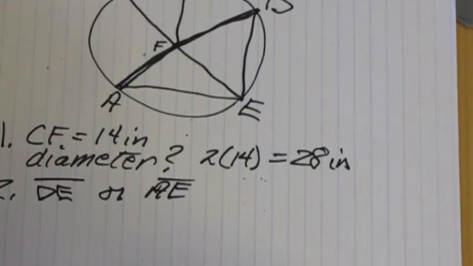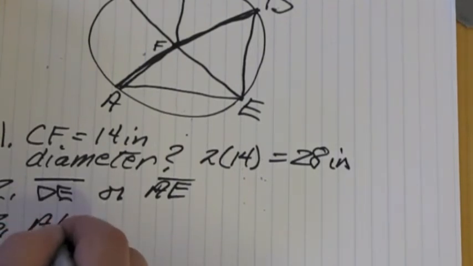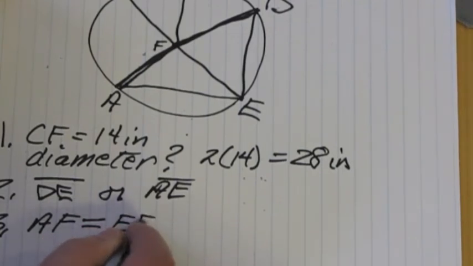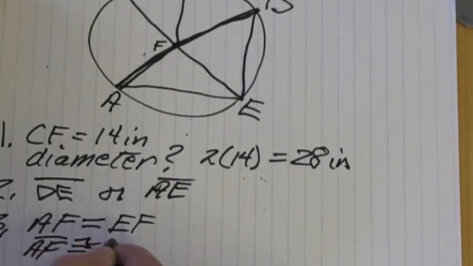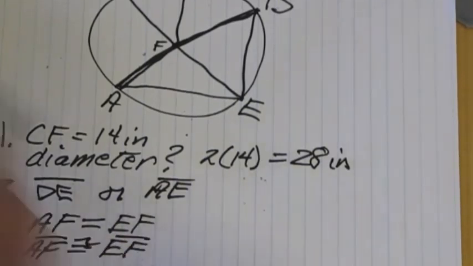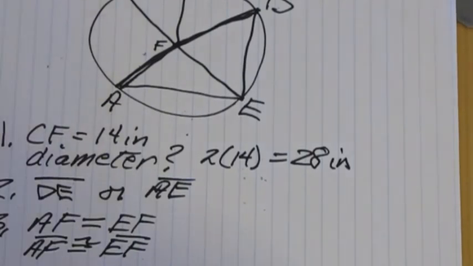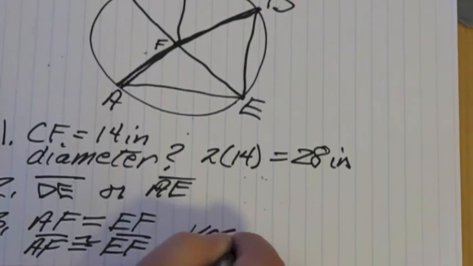Next question is, is AF equal to EF? So AF, is that equal to EF? Or you could have said, is AF congruent to EF? Well, what is AF? AF is a radius, and EF is a radius, so they must be congruent or have equal lengths because they're both radii. So the answer here would be yes.